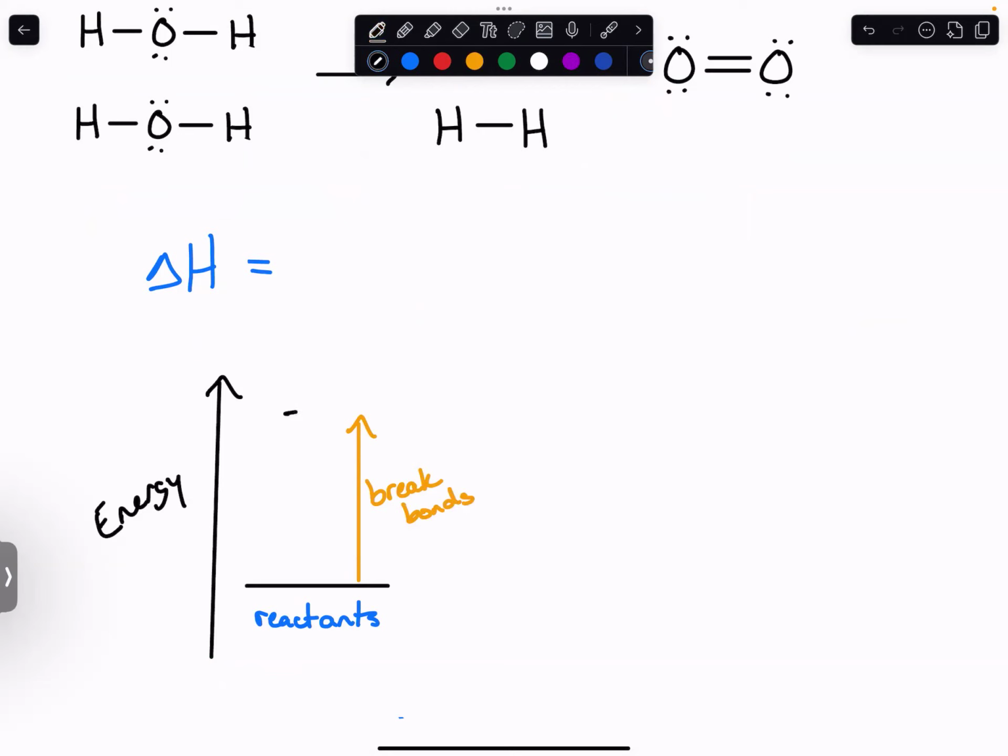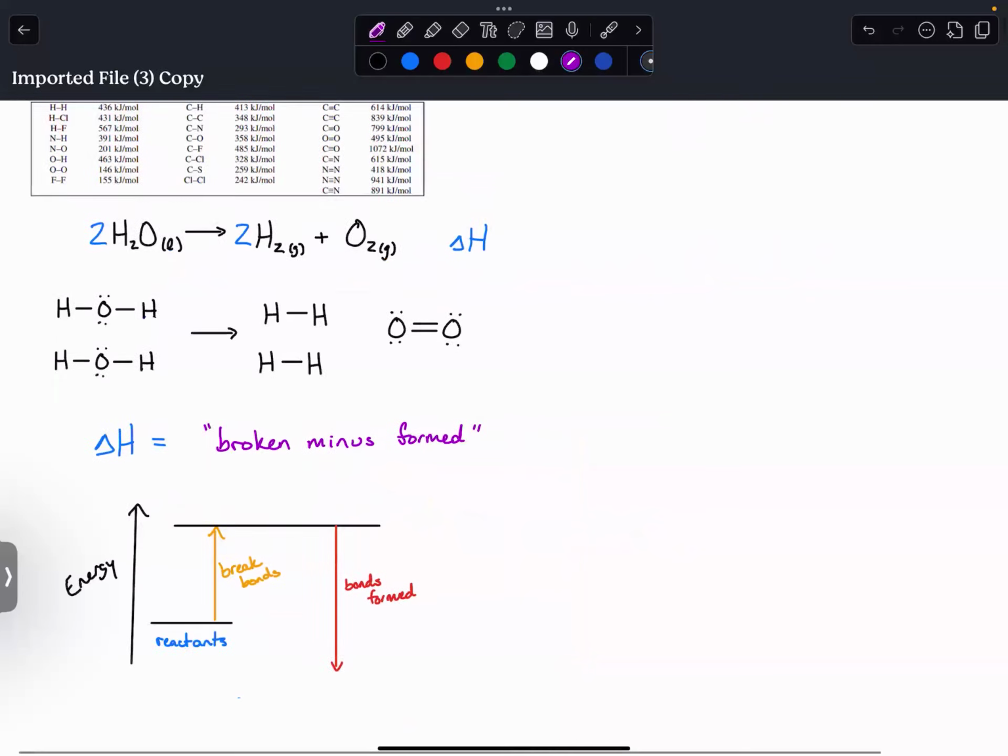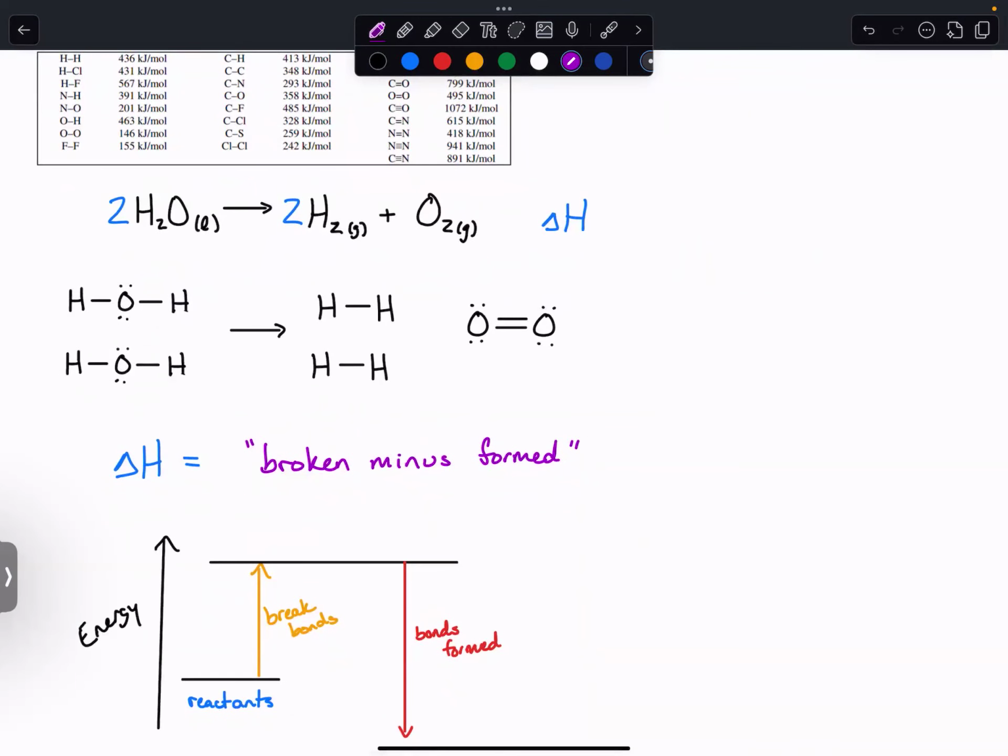Right? So positive input of energy to break the bonds, and then we get a release of energy when bonds are formed. So that's why it's broken minus formed and not the other way around. We want that minus sign on that release of energy. Cool. All right. So take a second, given this table here, and predict the delta H of this reaction for me.